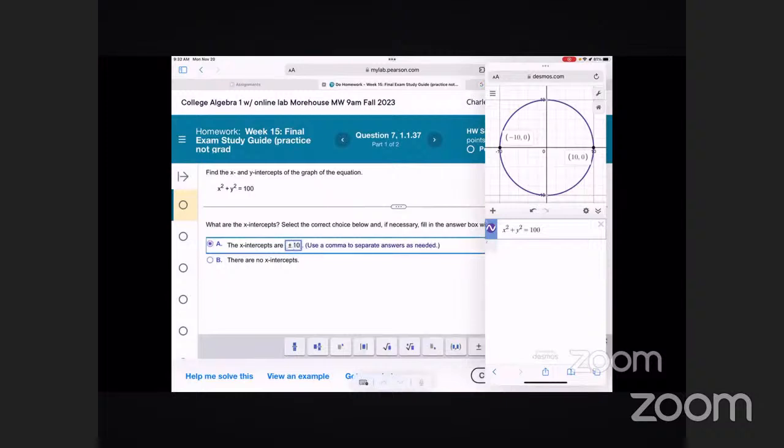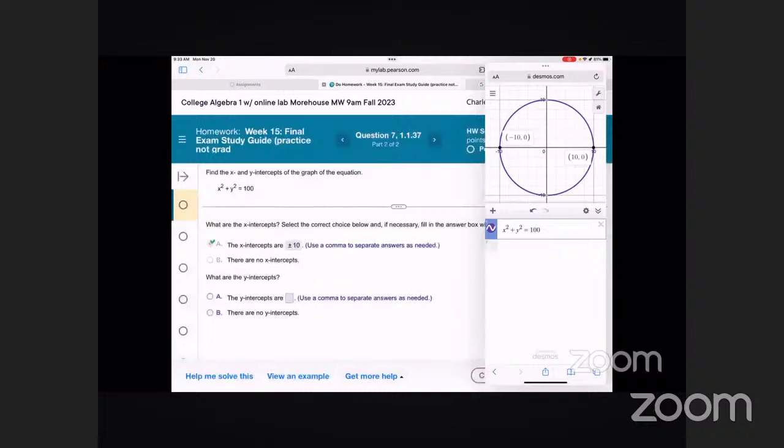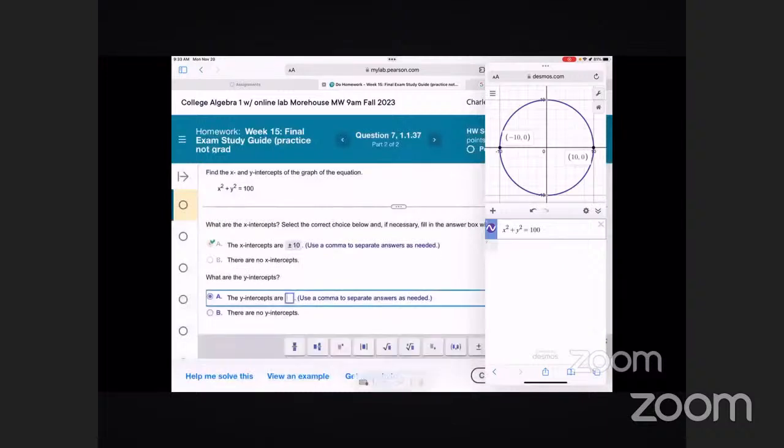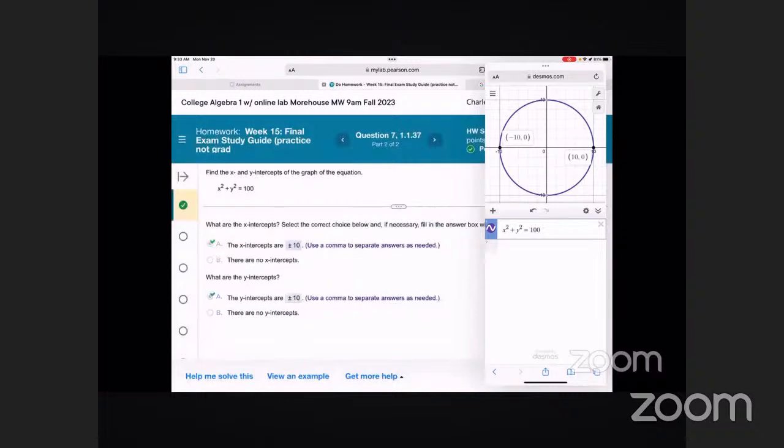God is good, right? All the time, right? And the y-intercept, same deal. I just hit this plus or minus symbol right there. Hit 10. God is good. All right. Let's keep it going.